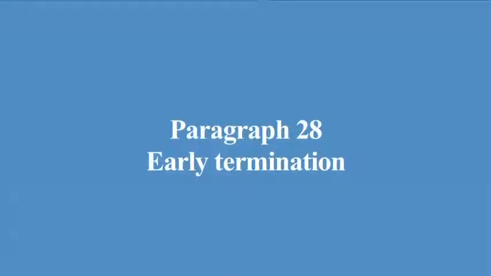Paragraph 28, early termination. This paragraph discusses early termination rights, assignment, and subletting. The tenant may have special statutory rights to terminate the lease early in certain situations involving military deployment or military transfer, family violence, or certain sex offenses. The tenant early termination rights are limited to these 3 situations.